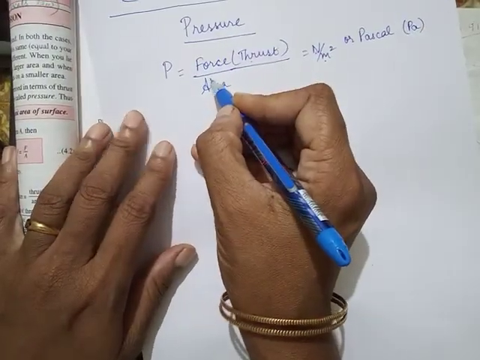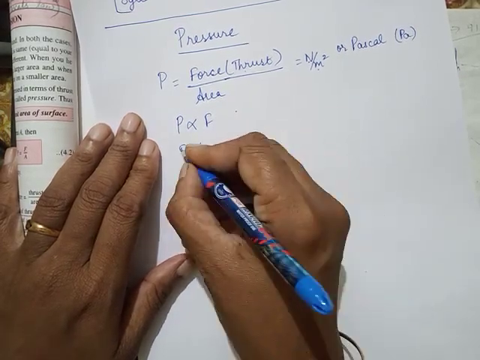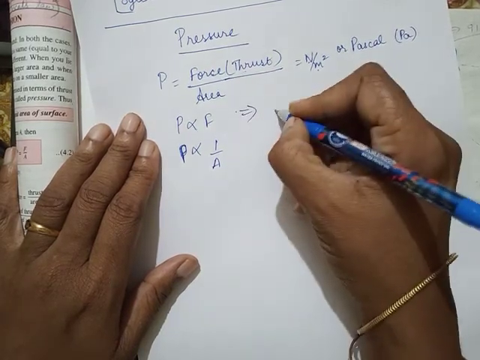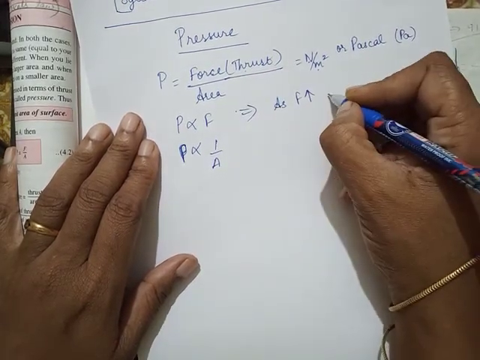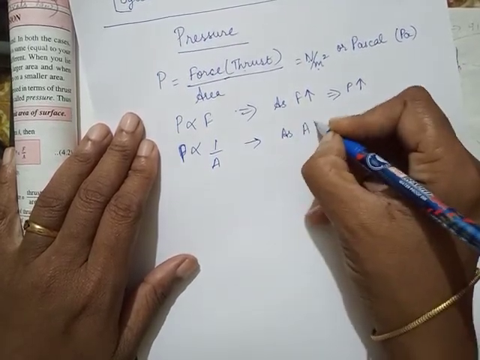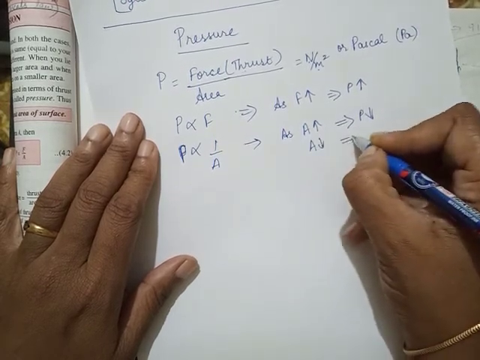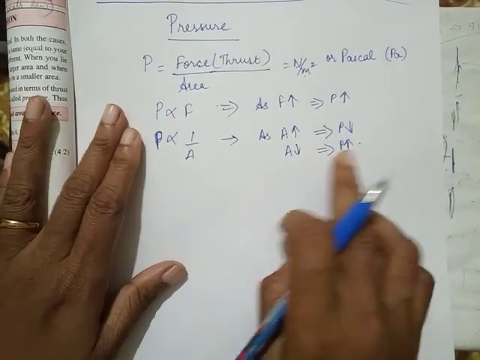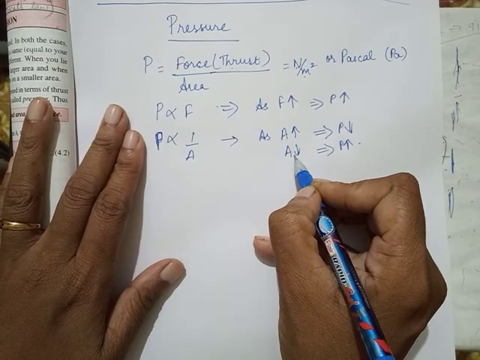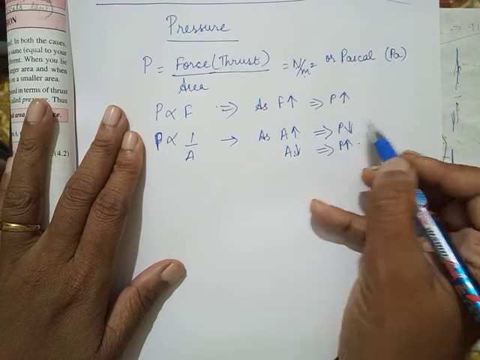Now from the formula you can say pressure is directly proportional to force and pressure is inversely proportional to area of cross section. This means as force increases, pressure also increases. As area increases, pressure decreases, and as area decreases, pressure increases. We have lots of applications based on this. If you remember, camels have broad feet. Why? Increase the area, decrease the pressure, so they can walk easily.